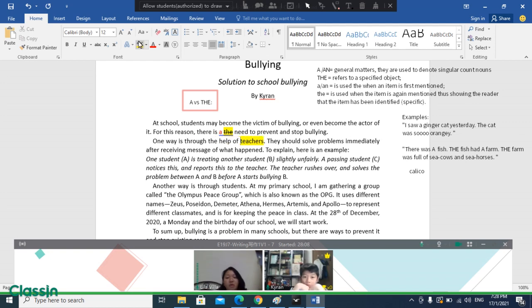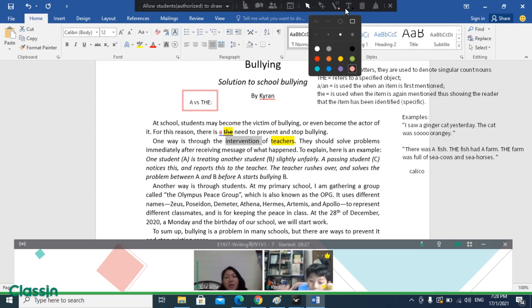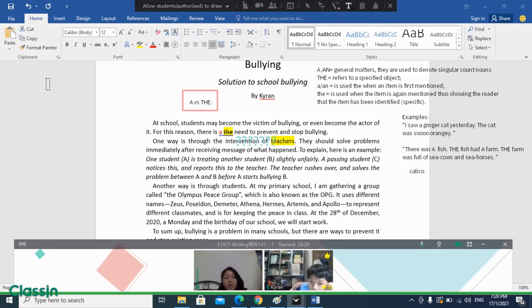Through the help of teachers, or if I were to change help into another term, through the intervention of teachers. What does intervention mean? If I say, he intervened when I got into trouble.